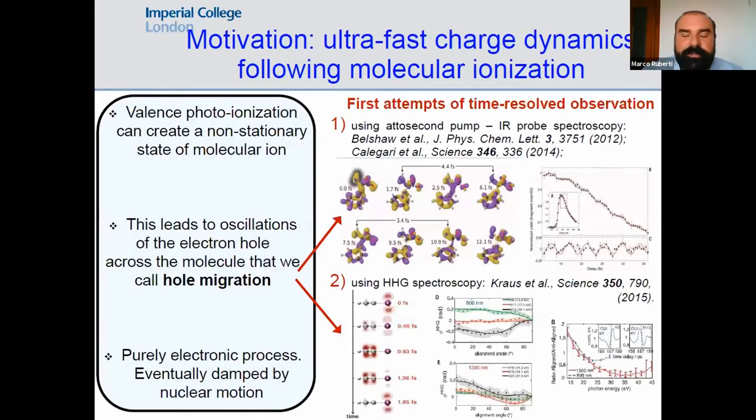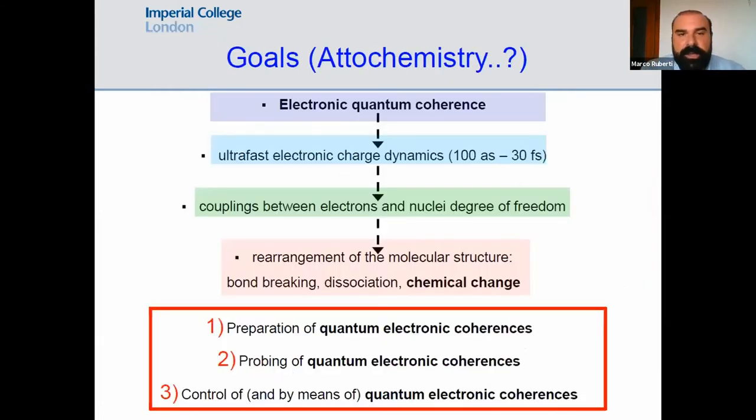So what is the basic motivation? The basic motivation is to understand how electronic coherence can drive photochemical and photophysical change in matter. In recent years, lots of attention has been put on the hole migration dynamics that can be generated in biomolecules, especially where you have a photoionization that creates a superposition of valence ionized states. This leads to an oscillation of the residual charge in the molecule across the molecular skeleton, which is purely electronic, and it's eventually damped by nuclear motion. First attempts to resolve it have been performed both using IR probes and using HHG spectroscopy in recent years. And so the goal of attochemistry would be to use these electronic coherences, which drive a very fast dynamics, with time scales from hundreds of attoseconds to a few tens of femtoseconds.